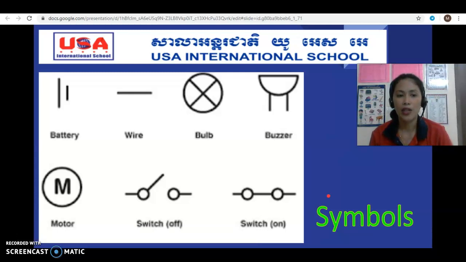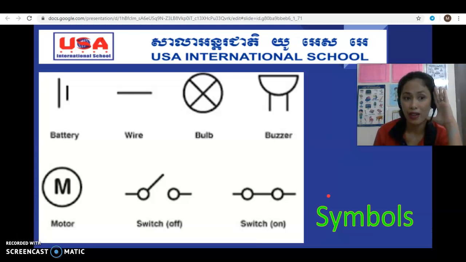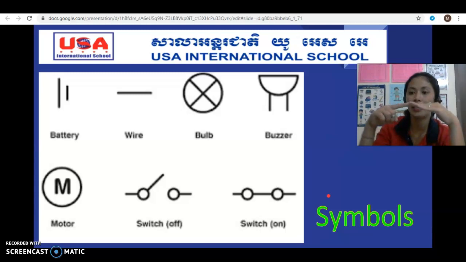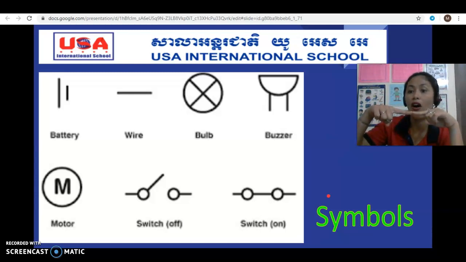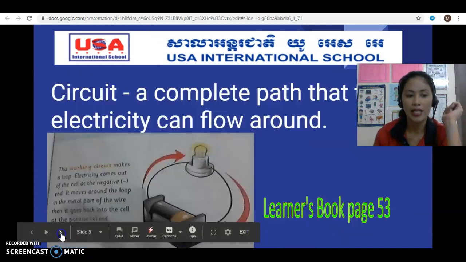So again, let's read. Battery, very good. Wire, very good. Bulb, very good. Buzzer, very good. Motor, very good. Switch off. When the switch is off, it's not connected, there's a gap. Switch off, very good. Switch on, connected. Switch on, switch off, switch on. Good job. All right, next.